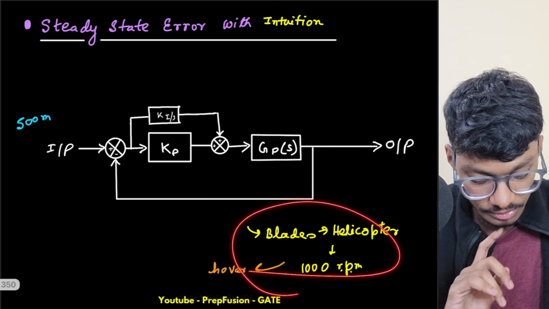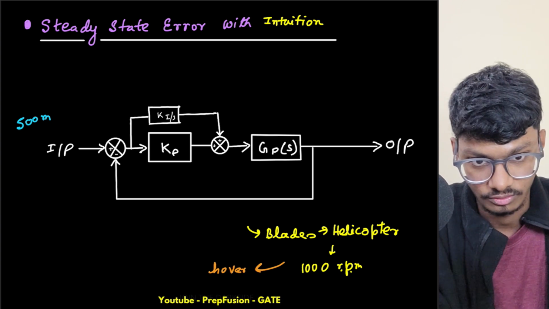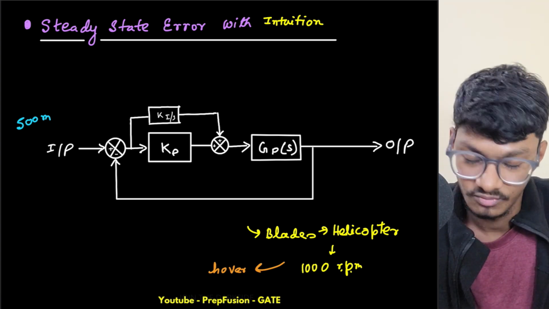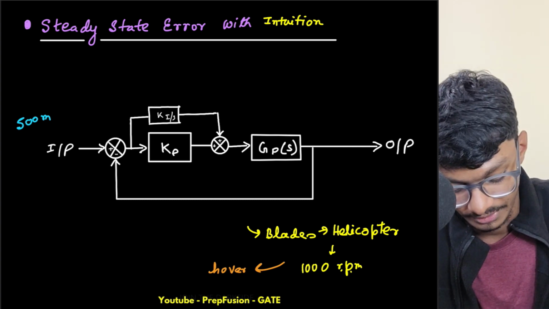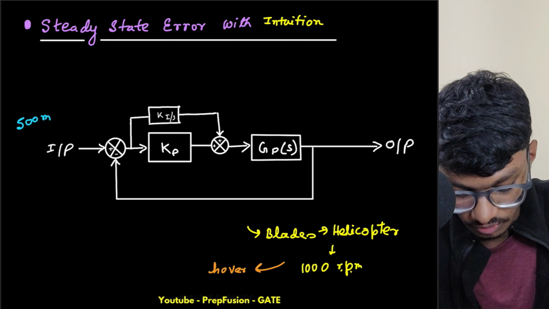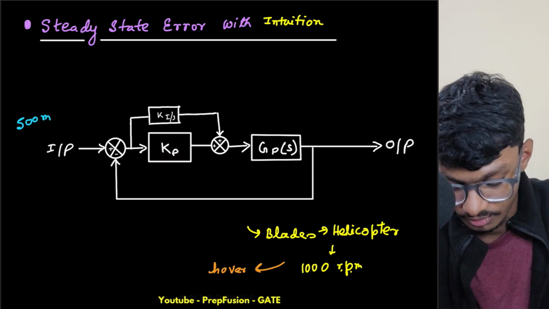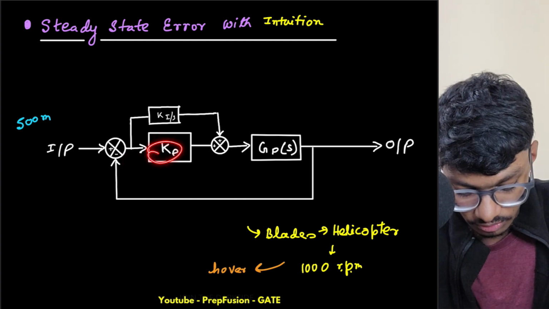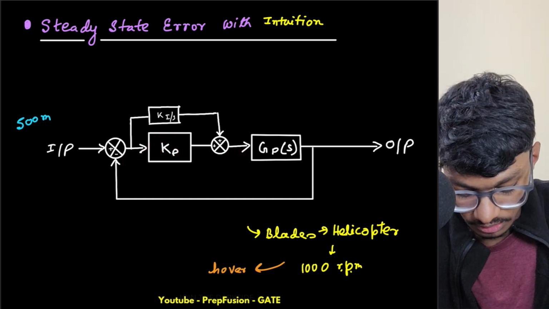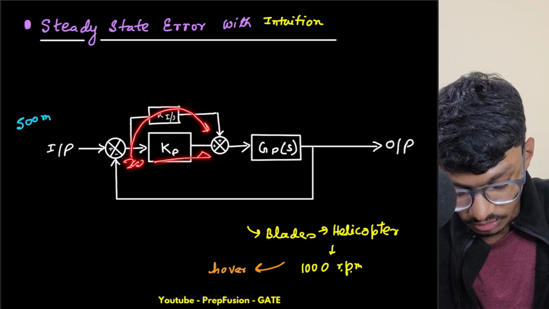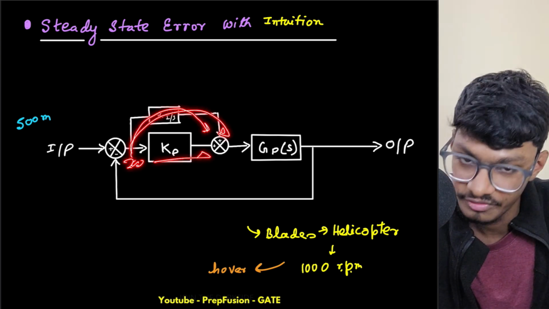So at a certain point, let's go to that 1000 rpm again. We know at 1000 rpm it starts to hover. Once it reaches 1000 rpm, the input to this is 1000 rpm, and let's say this gain is 5. So if this gain is 5, this error signal is 200. Now this will hover. Okay, fine, this error signal is 200, but this is also giving it some input, right?